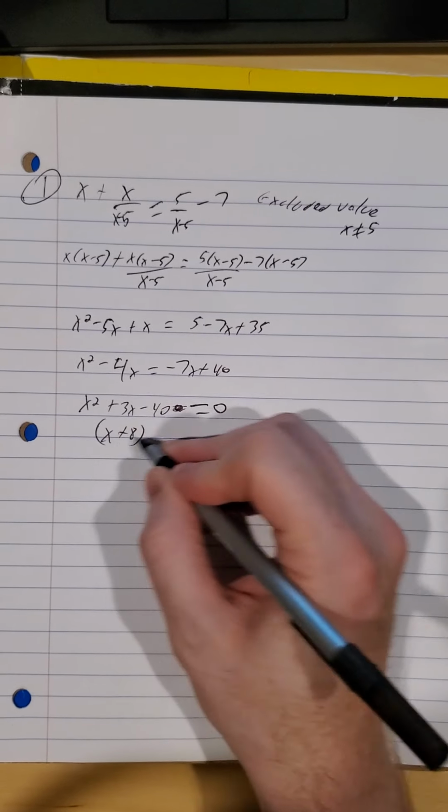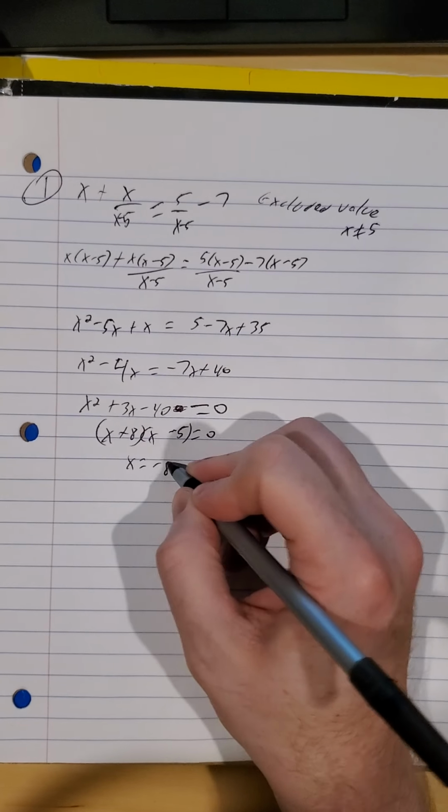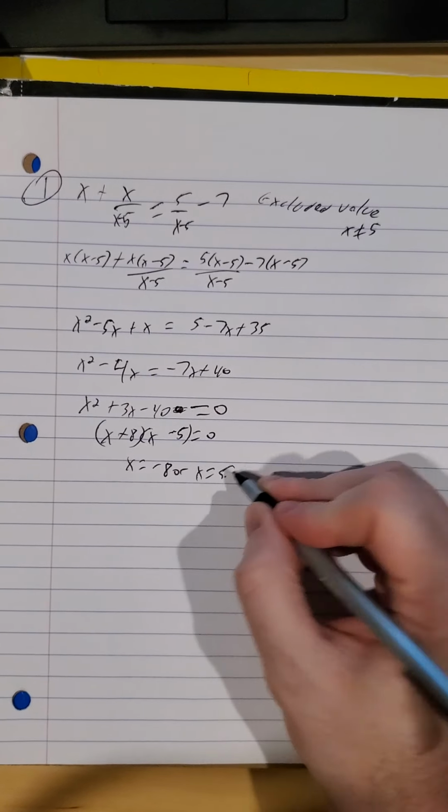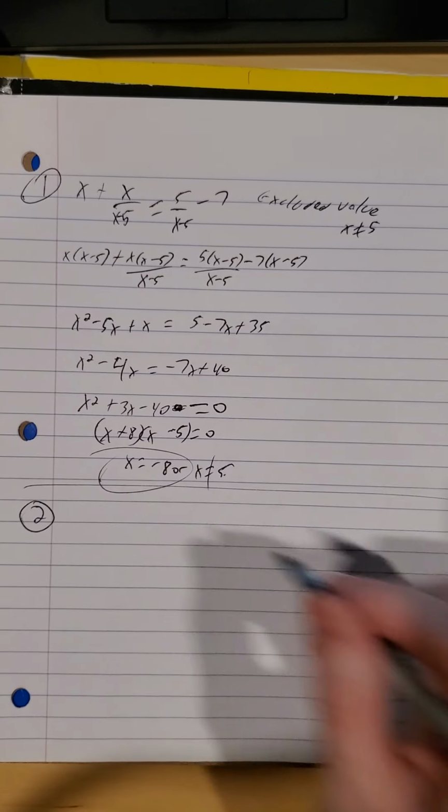So x plus 8 times x minus 5 equals 0. So x is negative 8, or x is 5. Excluded value, x can't be 5. We only keep the negative 8.